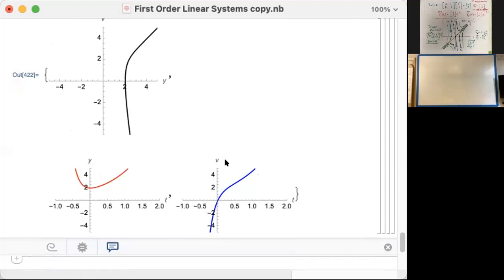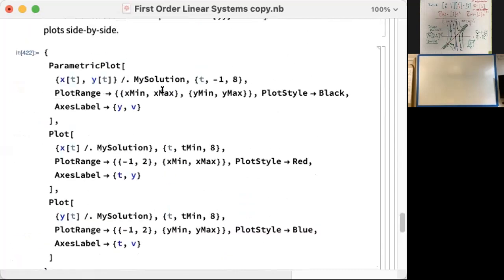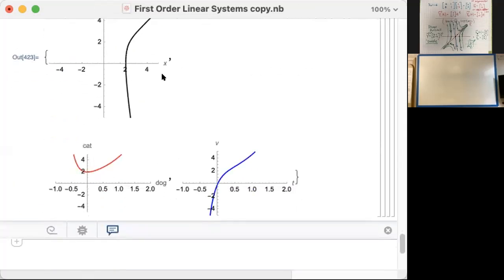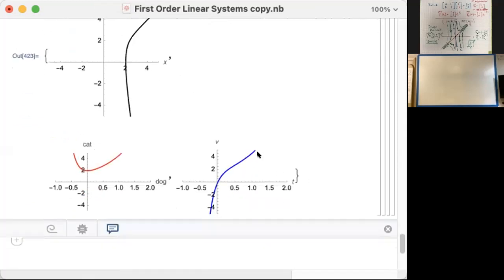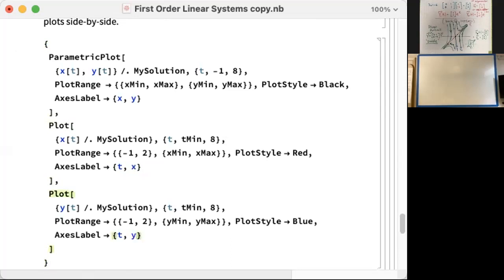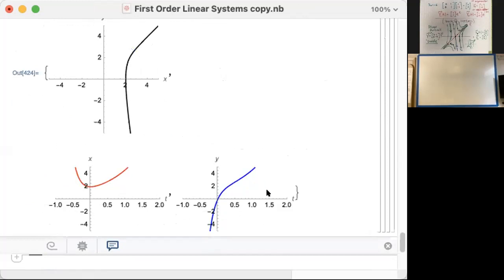Notice I named these X's, Y's and V's, because, oh well, I just named the axes label wrong. We can fix that. You can name the axes label anything you like. You can name it dog and cat if you want to. So there's cat, there's dog, there's X, there's Y, there's T, there's V. So don't be too impressed by labeling things like that, but that's how you label axes with the AxesLabel command. I shouldn't be so silly as to say dog and cat. This was T and X, and this one was T and Y. Okay, so now I got the X of T graph and the Y of T graph.